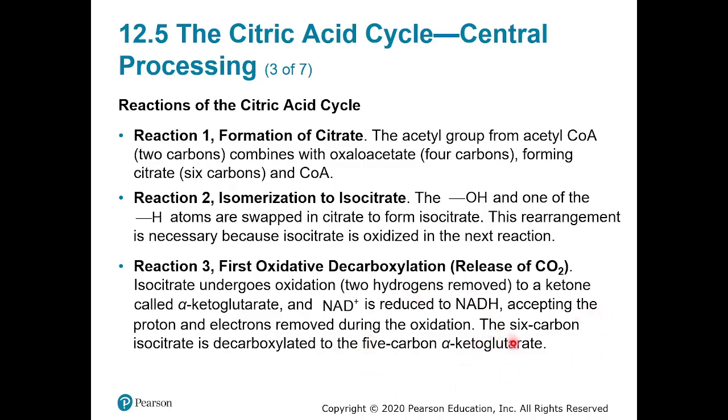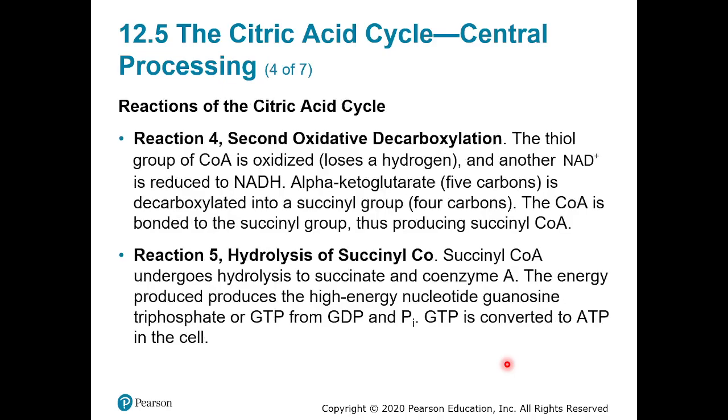Okay, and so you're going to accept that proton, and electrons are going to be removed during the oxidation. The 6-carbon isocitrate will be decarboxylated. That's going to give you now a 5-carbon, and that's the alpha-ketoglutarate right here. You may notice that a lot of these have keto in them. You can actually start making connections in your head if you'd like.